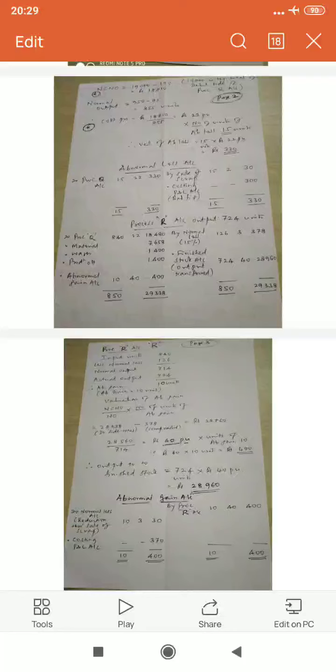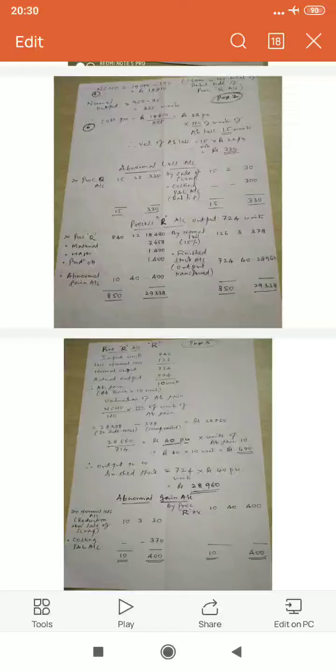The processes are P, Q and R. You go through it. 1000 units were introduced into process P at rupees 2 per unit. Then the rest of the other heads of expenditure are also given. Further, actual output in units is given: Process P 950, Q 840, R 724. Then scrap value per unit is also given: P at rupee 0.50, that is 50 paise per unit.